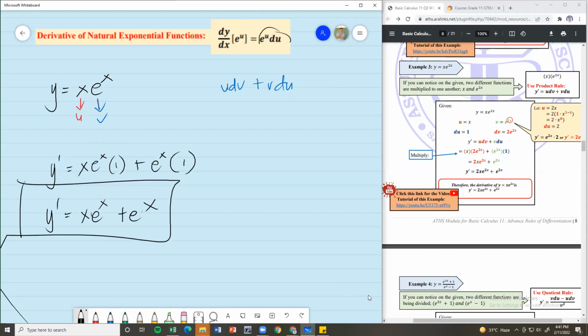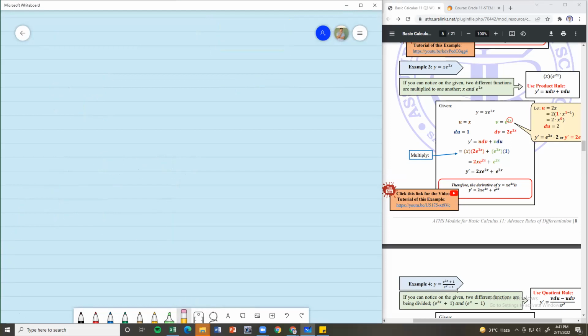Show me a reaction if that's clear to you so far. Oh, very good. It's just that simple. It's repetitive. See? Simple lang siya. I told you so.